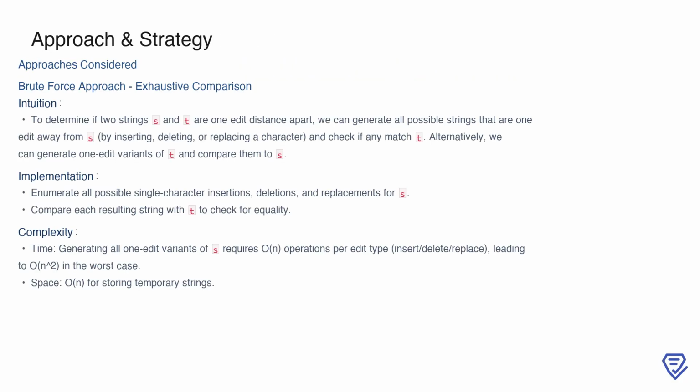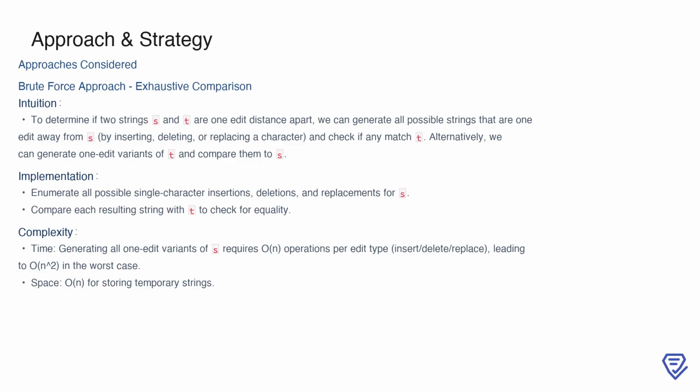To solve the problem of determining whether two strings are one edit distance apart, one approach we might consider is the brute force method. The intuition here is straightforward. We can generate all possible strings that are one edit away from the first string, S, by performing single character insertions, deletions, or replacements. Then, we check if any of these modified strings match the second string, T. Alternatively, we could generate all one-edit variants of T and compare them to S. In terms of implementation, this involves systematically enumerating all possible single-character edits for one of the strings and comparing each resulting string with the other.